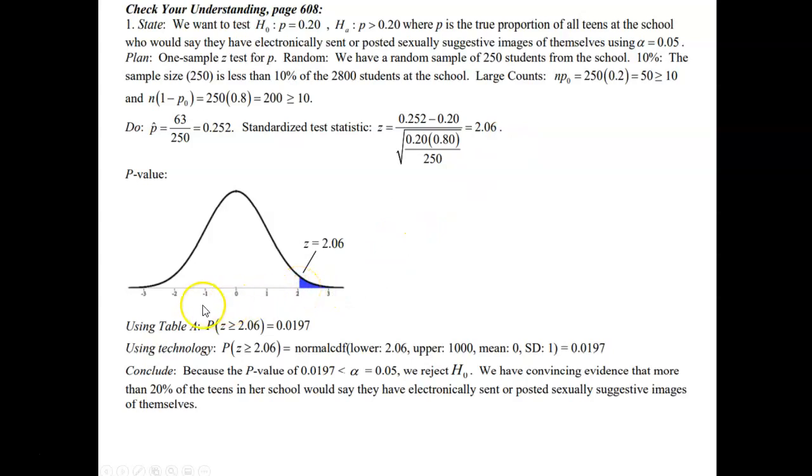if we draw the standardized normal curve, and these are z-scores, you're going to see this. We want to do everything this extreme or more.